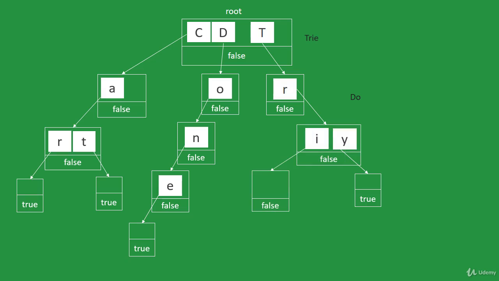Since we still have one character left, we create new record for E and new corresponding node. In this node, we set the isWord indicator to true. Let's add our last word, do.